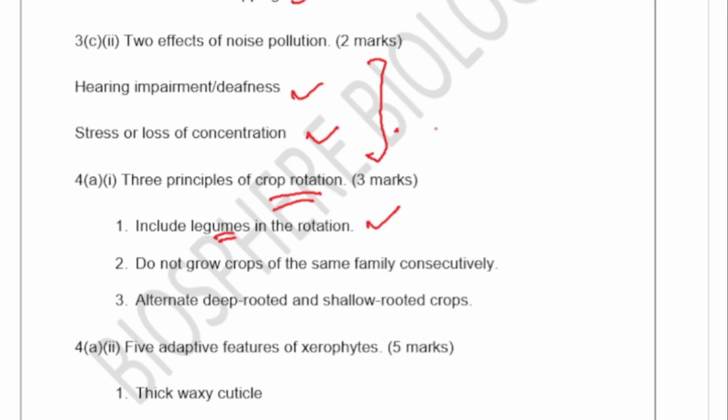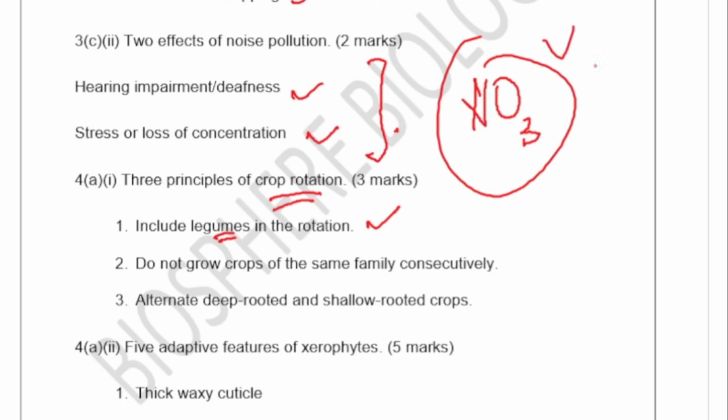So when you want a soil to be fertile, you would want to plant legumes. Planting legumes will increase the nitrate concentration, and that's because of nitrogen fixation by Rhizobium leguminosarum. You should know that when you study the nitrogen cycle. So include legumes in your rotation. Do not grow crops of the same family consecutively, and alternate deeply rooted crops with shallow rooted crops, so that the deep rooted ones get nutrients from the lower parts of the soil, whereas the shallow rooted ones get from the upper parts of the soil.